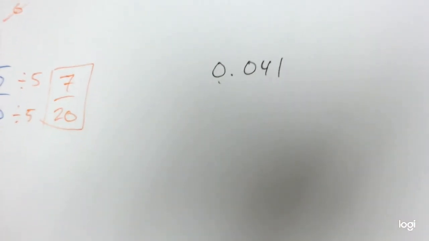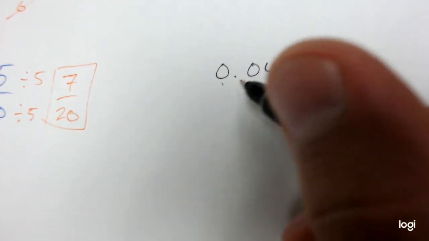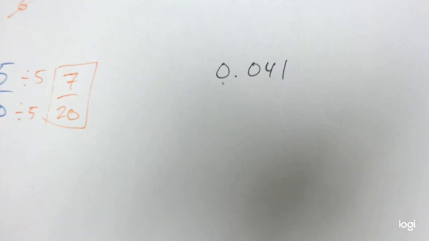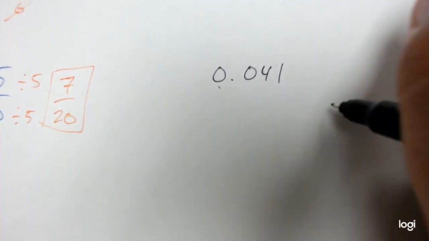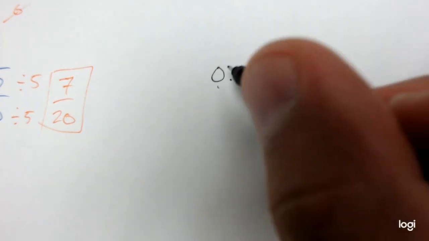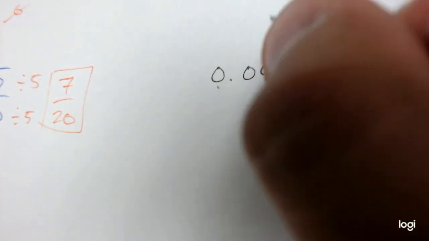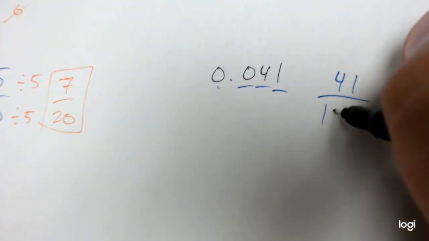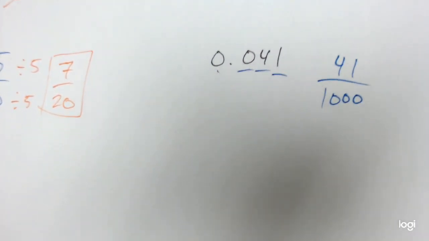All right, next one. So let's go ahead and use that fraction rule. All I'm going to do is take the number to the right of the decimal and make that my numerator. Switch back to blue. So my numerator is going to be 41, not 041, just 41, right? And then I count my decimal places. So I've got tenths, hundredths, thousandths. So my denominator is now 1,000, 41 thousandths.